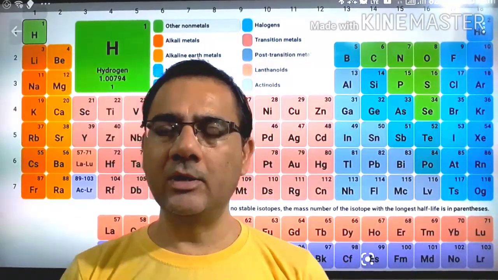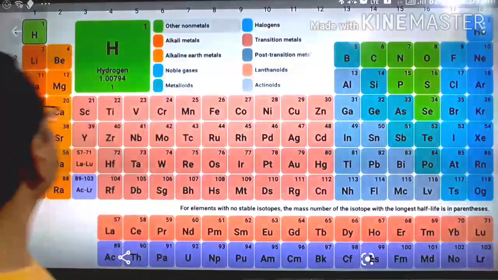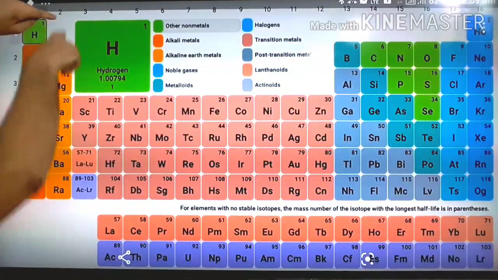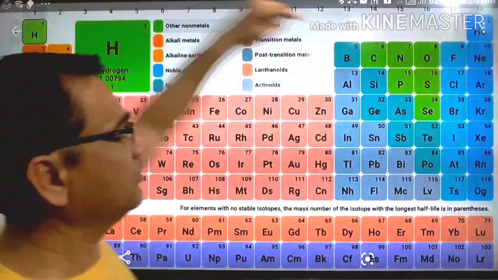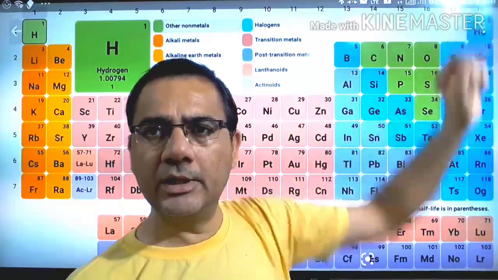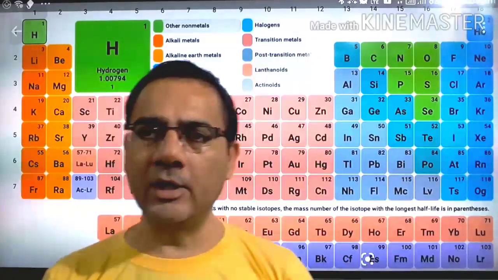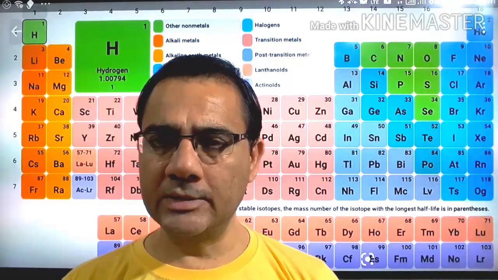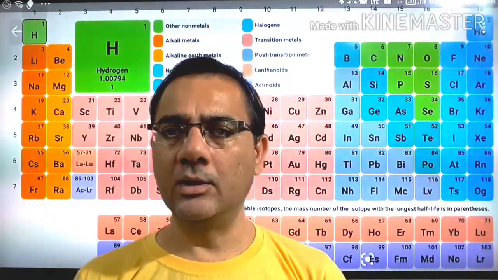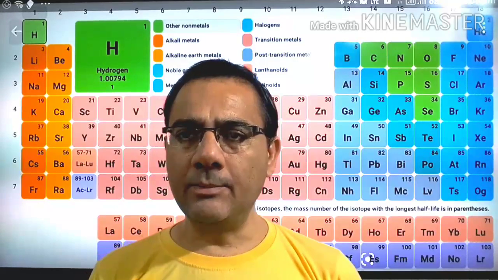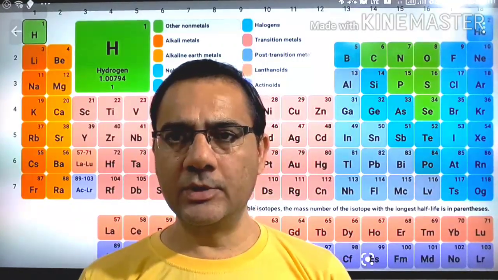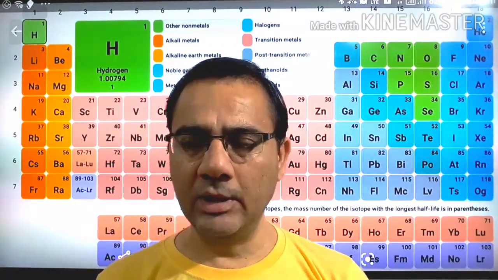And how many vertical groups are there? If we count, this is the first vertical group, the second vertical group, and then we continue and finally we reach here, that is vertical column 18. So total vertical columns are 18, total horizontal columns are 7. Horizontal columns are called periods and vertical columns are called groups. Now some interesting things we observe and we see in this periodic table.